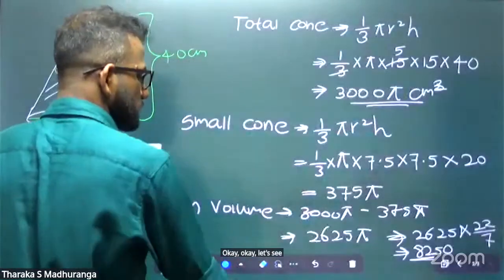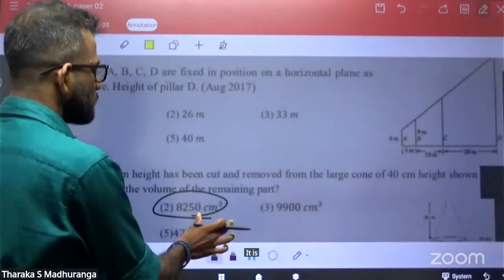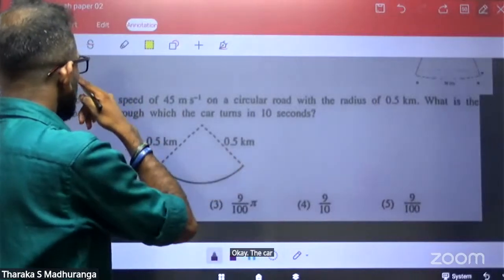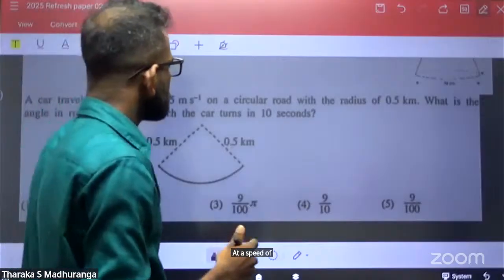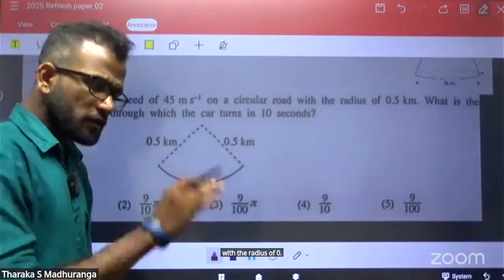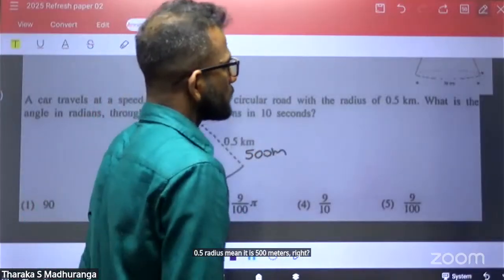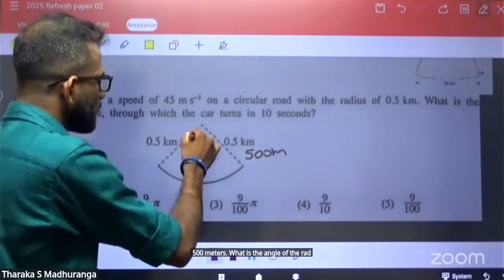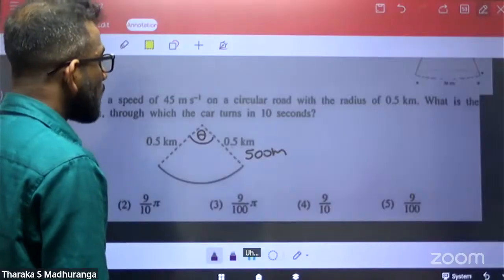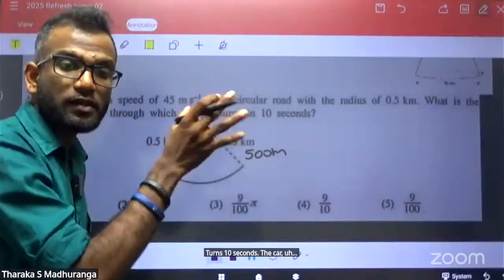Okay, let's see that. Okay, question number 8,250. A car traveled at a speed of 45 meters per second on a circular road with the radius of 0.5 kilometer. 0.5 kilometer means it is 500 meters, right? 500 meters. What is the angle in radian the car turned in 10 seconds? This angle in radian it is asking.